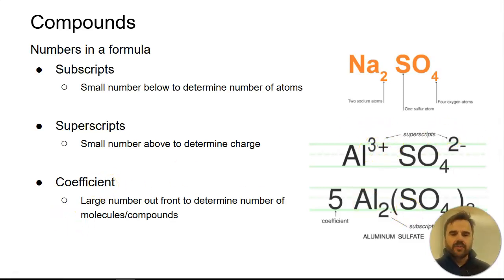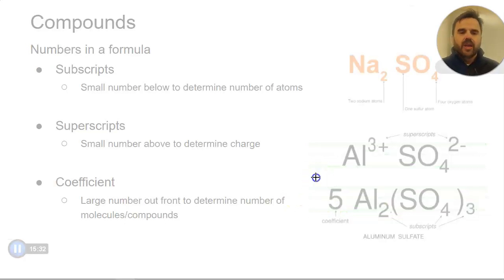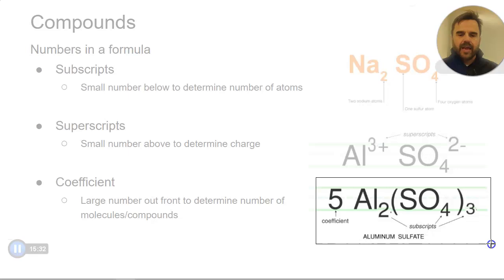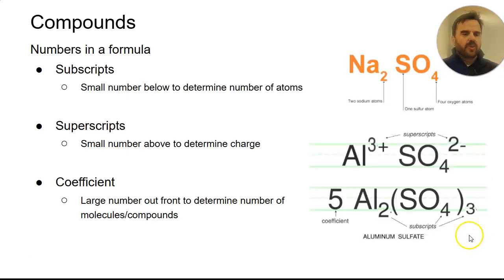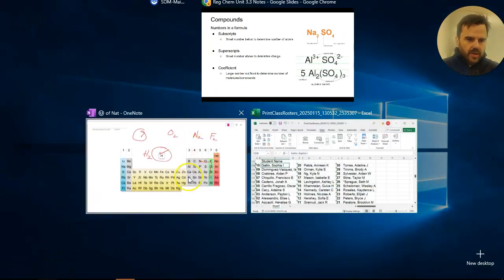Okay, so the superscripts are up here. And then the coefficient is a big number that comes in front. Okay, the coefficient, let me take a little picture of this because it's helpful here. The coefficient is a little bit like putting parentheses around the whole thing. Something's not working with my switch here. Hold on one second.